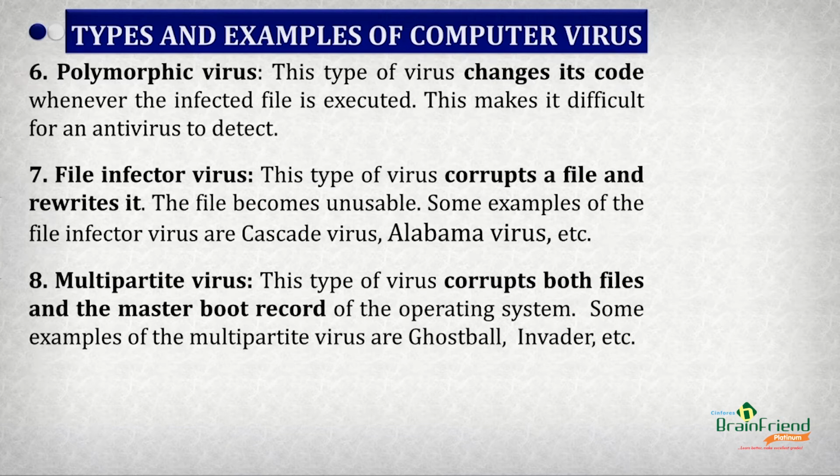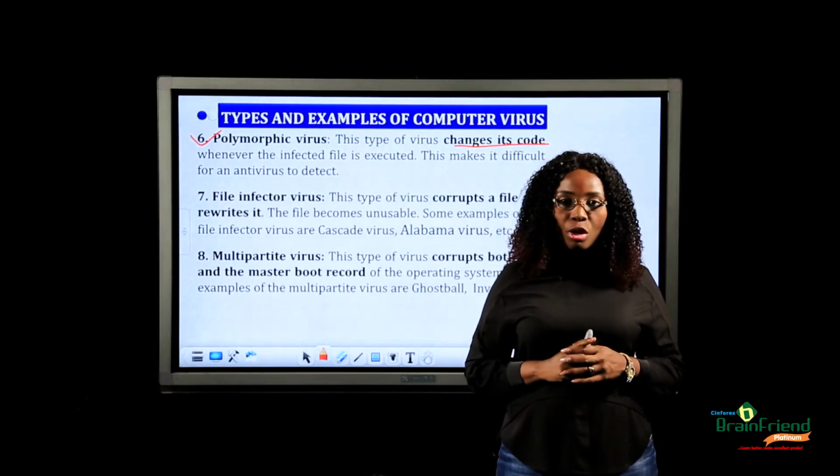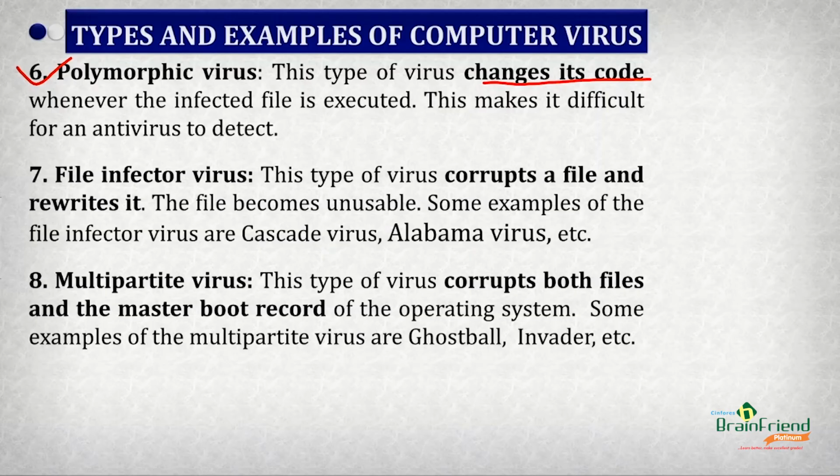And the next type of virus on our list is the polymorphic virus. This type of virus changes its code whenever the infected file is executed, and this makes it difficult for antivirus software to detect them. The next type we have here is the file infector virus. This type of virus corrupts and rewrites a file, making the file unusable. Some examples are the Cascade virus and the Alabama virus.